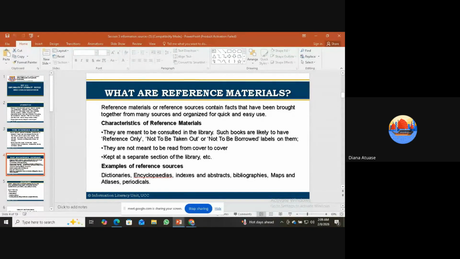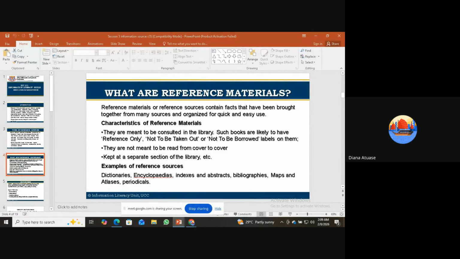The characteristics of reference materials: they are just meant to be consulted. There are some in the library. We said some reference materials are in print, some are in electronic format. So those that are found in the library, you can just get them and use them for a specific purpose. And the time using it is very limited because it's just a glance. You want to double check, cross check, or get a better understanding of a particular word, so you make reference to that material.